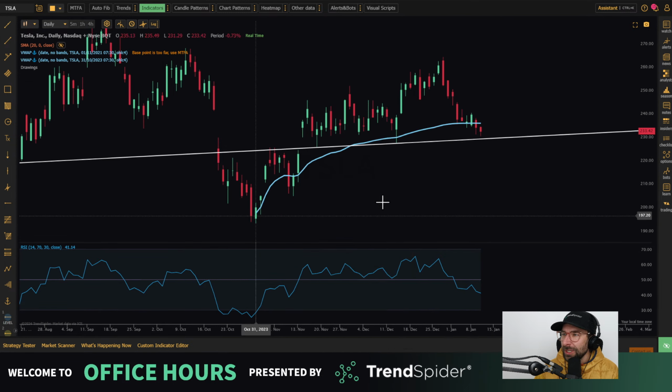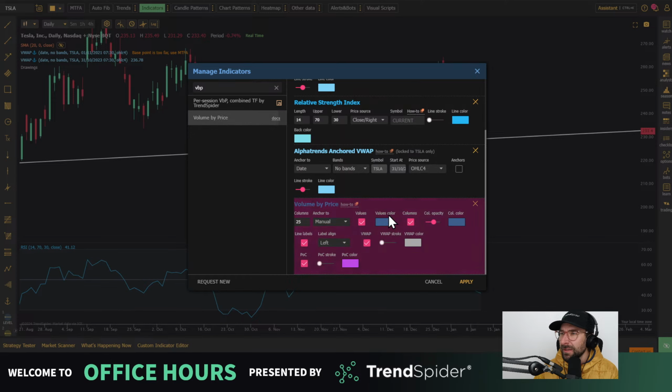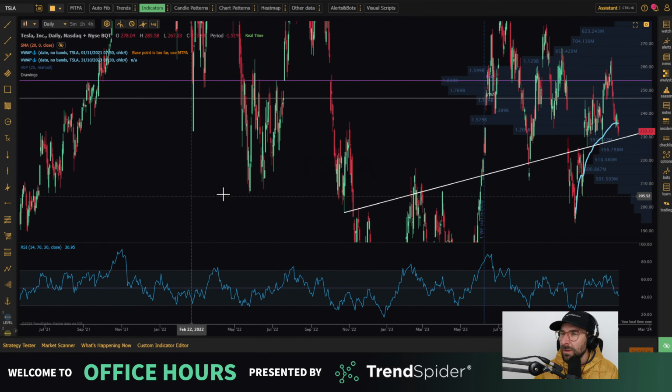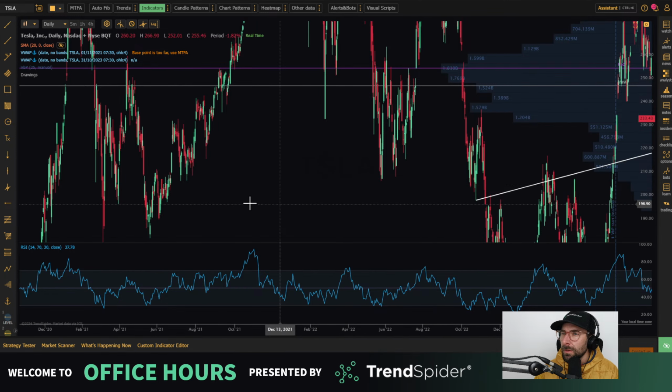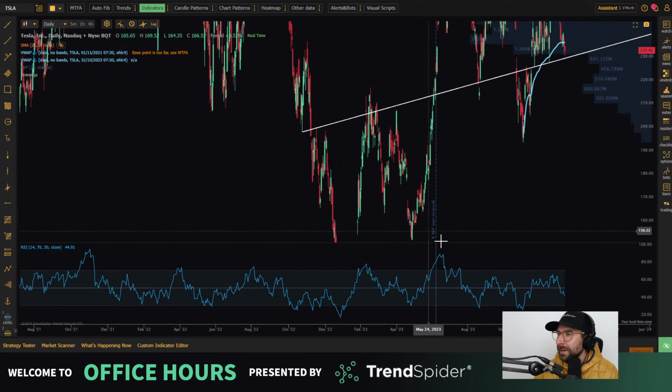Not a hugely good sign that you're trading below this anchored VWAP from these lows. So your average buyer from these lows is now losing on the trade. If we want to, we can add a volume by price. And I'm going to measure it from, where are we here? Oh, here it is. My bad.